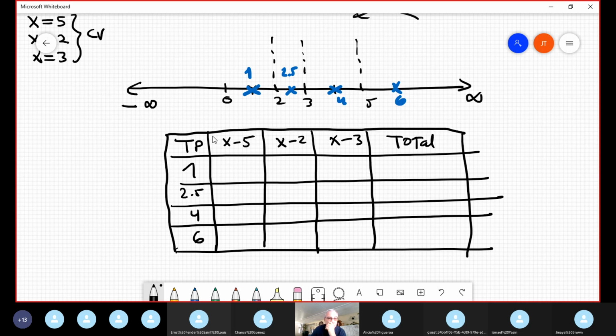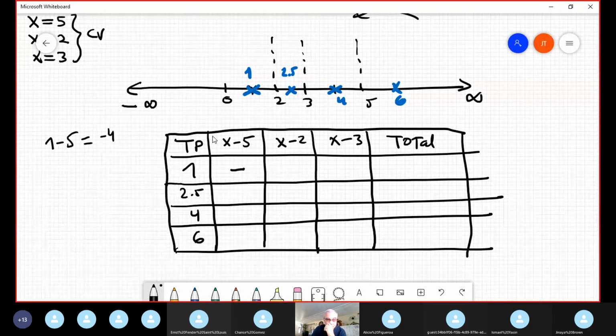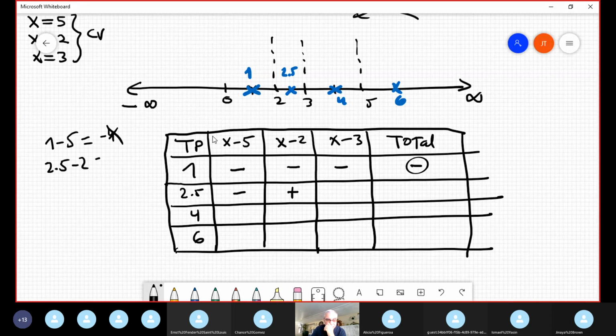And now evaluate. 1 is negative. Guys, I suppose that you understand very well where this negative comes from. Mentally, I plug in this one here. Look, 1 minus 5 is negative 4. I don't care about the value, I care about the sign. I put negative here. 1 here is negative again. 1 here is negative. 3 negatives is negative. 2.5 is positive because 2.5 minus 2 is 0.5, positive. 2.5 here is negative. 2 negatives is positive.